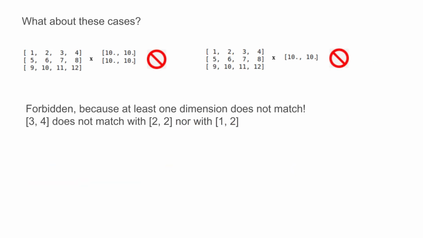When does broadcasting not work? Not all tensor operations can be broadcasted. Some cases are forbidden because at least one dimension doesn't match. For example, 3 by 4 does not match with 2 by 2. 3 by 4 does not match with 1 by 2. In these cases, broadcasting fails because the dimensions are incompatible.